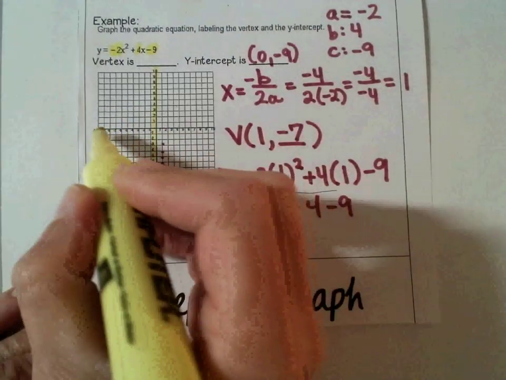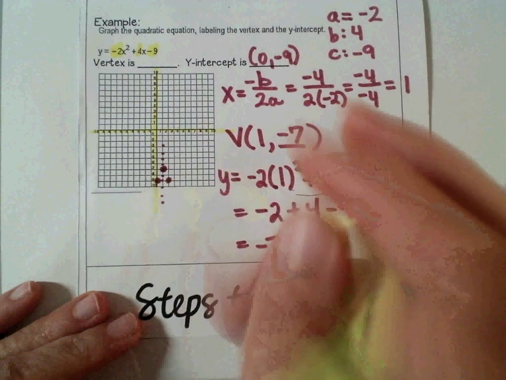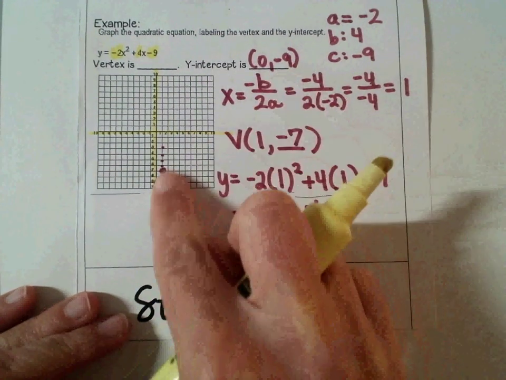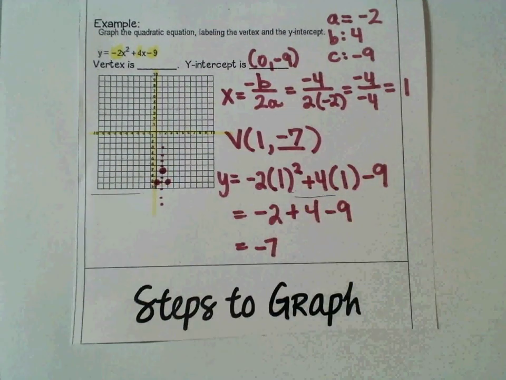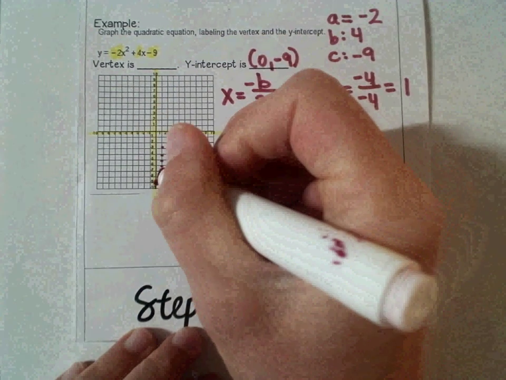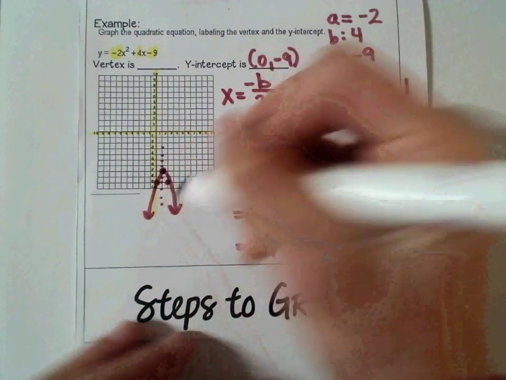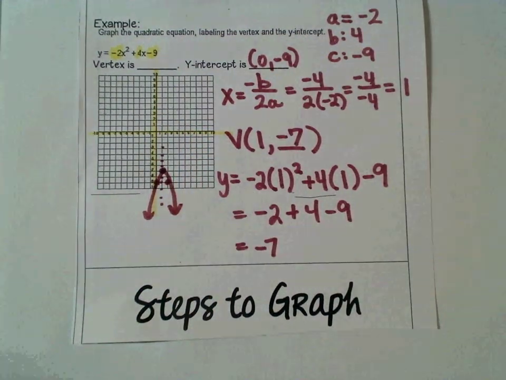It doesn't always happen like that, but that is the y-intercept, so you can check. Was 0, -9 the y-intercept? Yep, and it still is. So that happens to be the dot we're using. All right, so draw in your parabola, and then you got it.